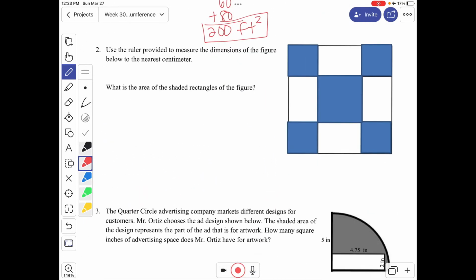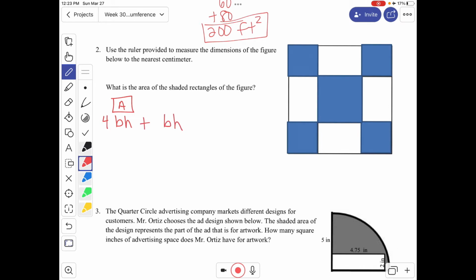Number 2 says use the ruler provided to measure the dimensions of the figure below to the nearest centimeter. What is the area of the shaded rectangles of the figure? So we're trying to find the area of, they all look like rectangles, so the formula we'll use is base times height. And it looks like there's 4 little rectangles and 1 big rectangle.